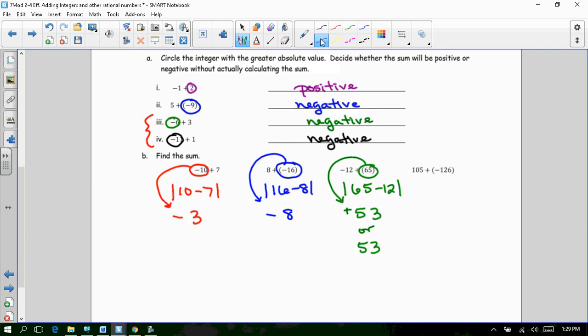All right, I'm going to circle the negative 126 because 126 is bigger than 105. So I'm going to take 126 and subtract 105. I get 21. And since my bigger number is negative, I put a negative out front. Negative 21 for my answer.